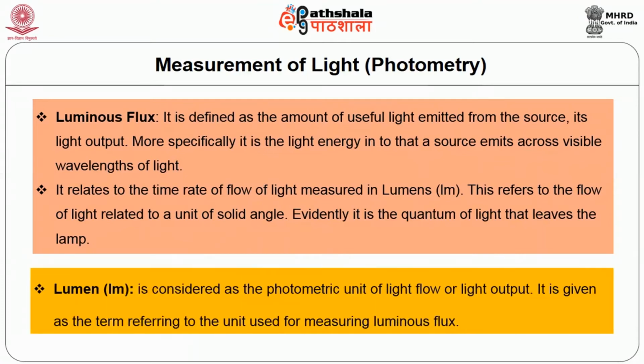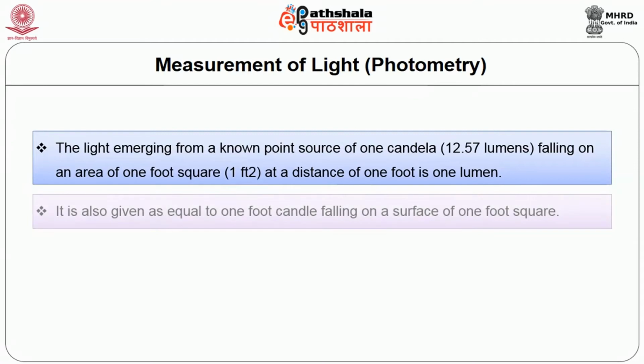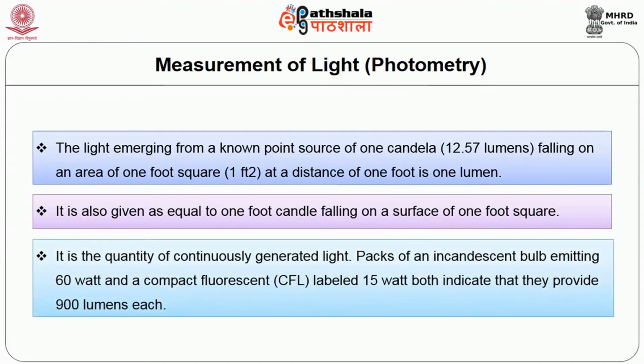Fourth one is lumen. Lumen is considered a photometric unit of light flow or light output. It is the term referring to the unit used for measuring luminous flux. The light emerging from a known point source of one candela, 12.57 lumens, falling on an area of 1 square foot at a distance of 1 foot is 1 lumen. It is also given as equal to 1 foot candle falling on a surface of 1 square foot. It is the quantity of continuously generated light.